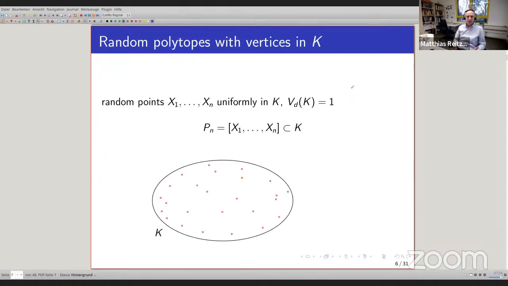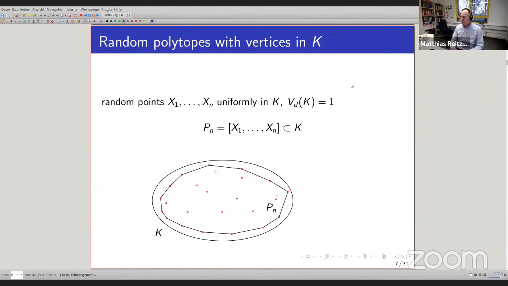I have random points x1 up to xn, and they are uniformly distributed in a given convex set K. In my picture here, that's an ellipse, and I have random points inside an ellipse. To make notations easier, I always will assume that the volume of this convex set is equal to 1. And then I take the convex hull of these random points inside. This gives me a polytope, or in the planar case, a polygon. And this polygon is clearly inside of K. And the question is, how does Pn look like? So this will be the question. And today in this first talk, I will always speak about the planar case. So I start with a certain set and I choose random points uniformly, which means independently, clearly, and uniformly with respect to the Lebesgue measure.